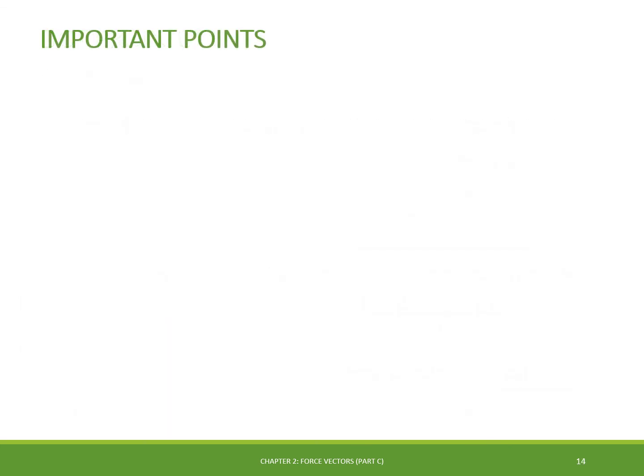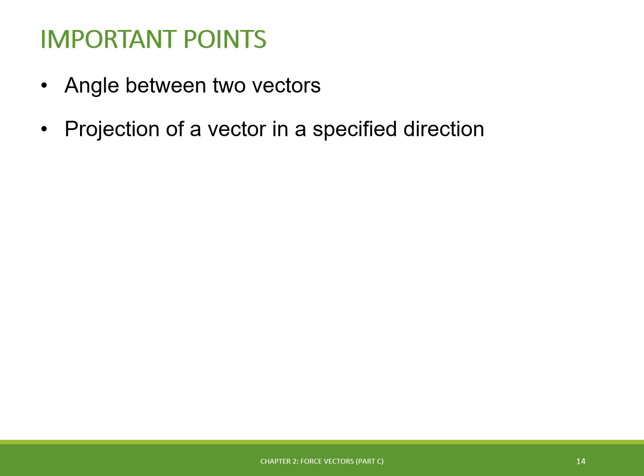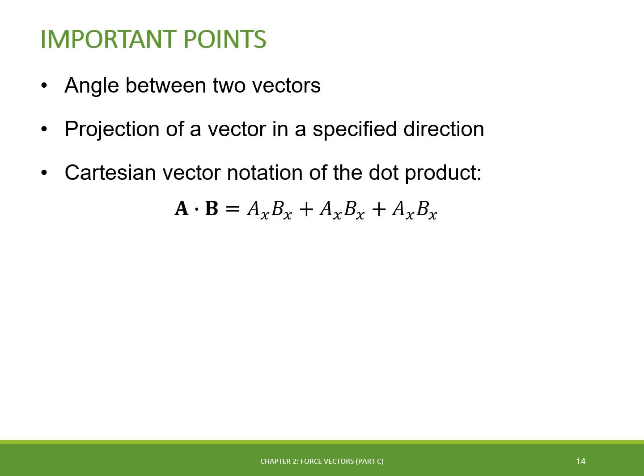Before we go to the examples, let's highlight the most important points of the dot product between two vectors. The dot product can be used to determine the angle between two vectors or the projection of a vector in a specified direction. Also, if two vectors A and B are expressed in the Cartesian form, the dot product is determined by multiplying their respective x, y, and z scalar components and algebraically adding the results using the formula shown here.